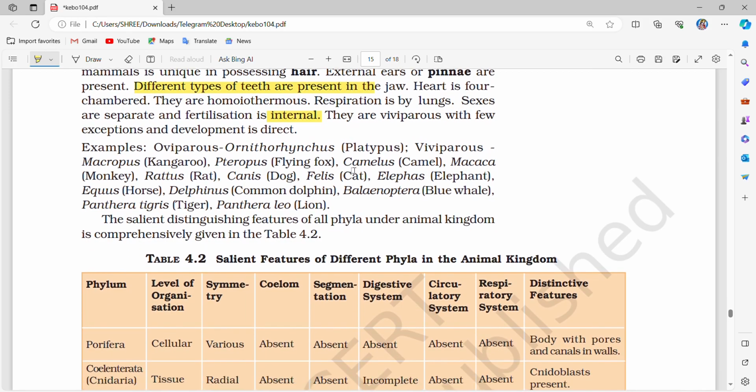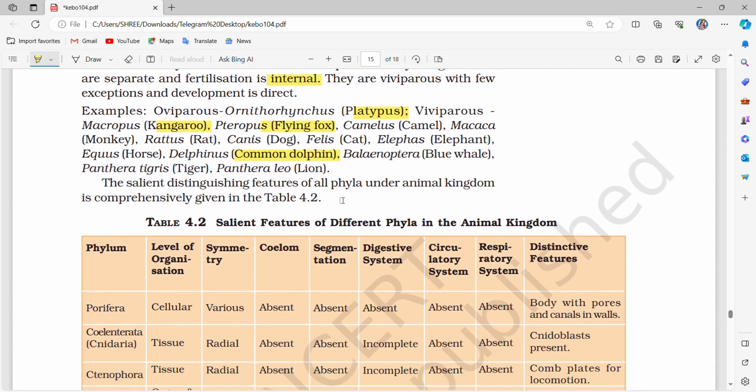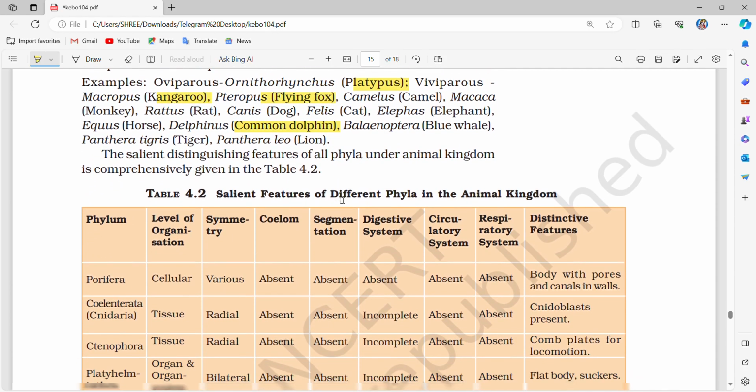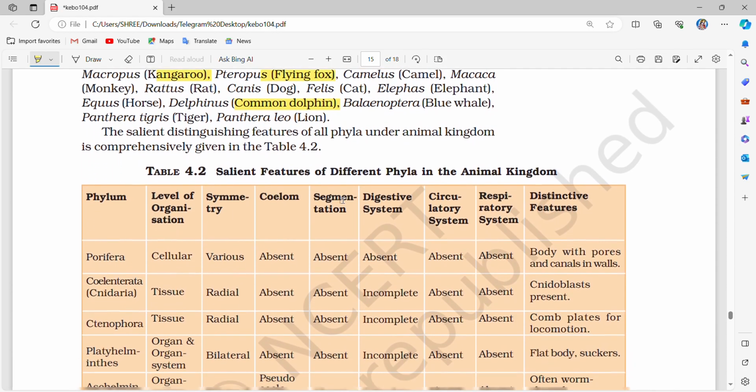Examples: oviparous, Ornithorhynchus, platypus; viviparous, Macropus, kangaroo; Pteropus, flying fox; Camelus, camel; Macaca, monkey; Rattus, rat; Canis, dog; Felis, cat; Elephas, elephant; Equus, horse; Delphinus, common dolphin; Balaenoptera, blue whale; Panthera tigris, tiger; Panthera leo, lion.